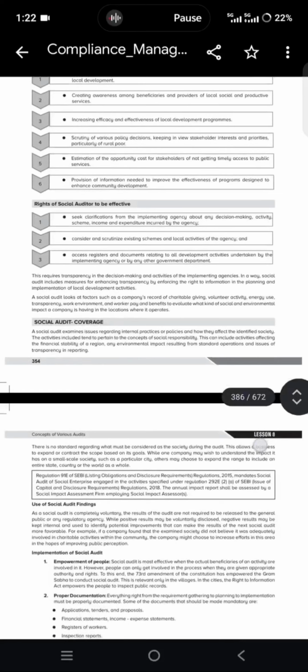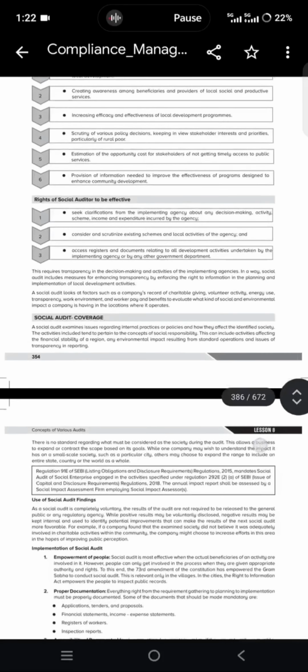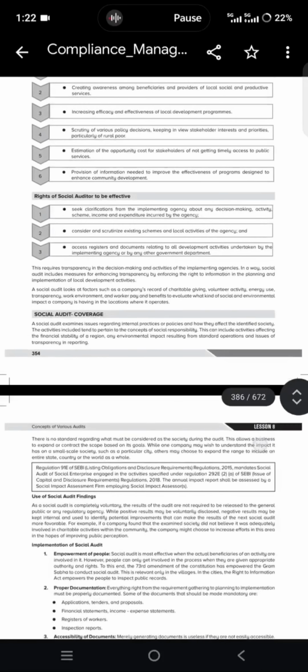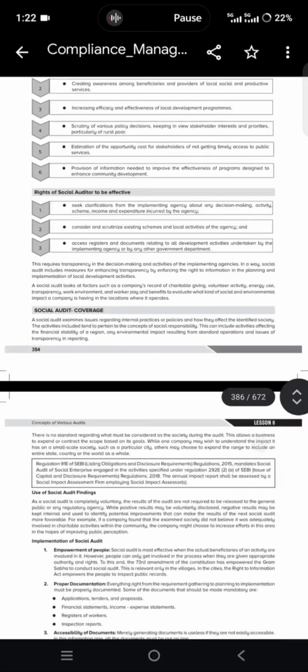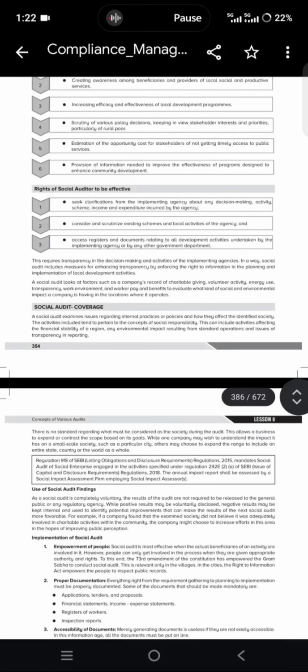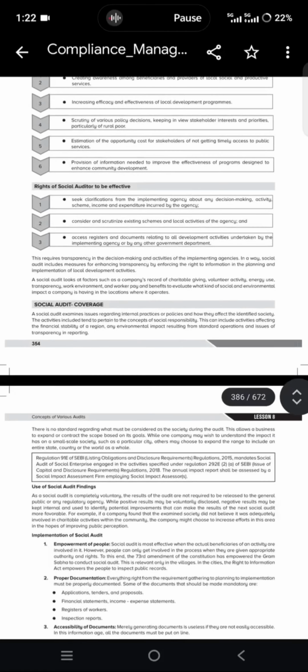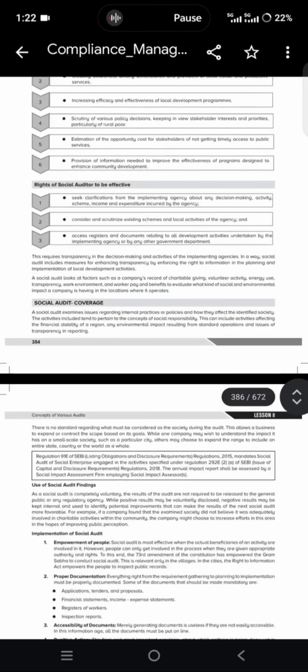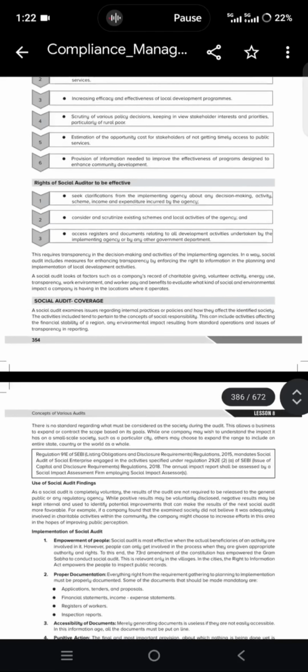Next, social audit is a way of measuring, understanding, reporting, and ultimately improving an organization's social and ethical performance. A social audit is an official evaluation of an organization's involvement in social responsibilities, projects, or endeavors. Implication of the social audit.